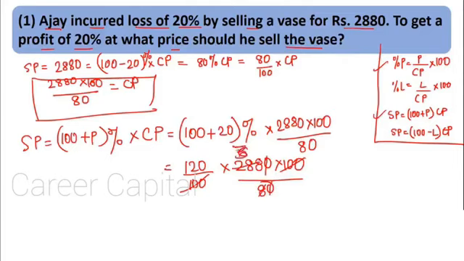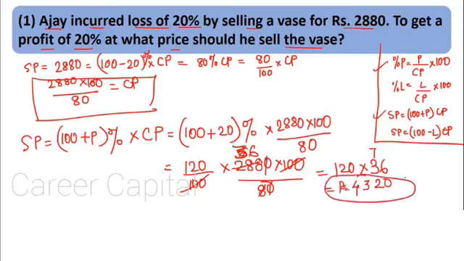8 threes are 24, okay, 48, 8 sixes are 48, so we'll have 120 multiplied by 36, okay, 12 sixes are 72, 12 threes are 36 plus 7, 43, and the 0 comes over here, so the answer is 4320. That means the vase should be sold for rupees 4,320, so that Ajay will get a profit of 20%. See, using these four formulas very easily we calculated the answer.